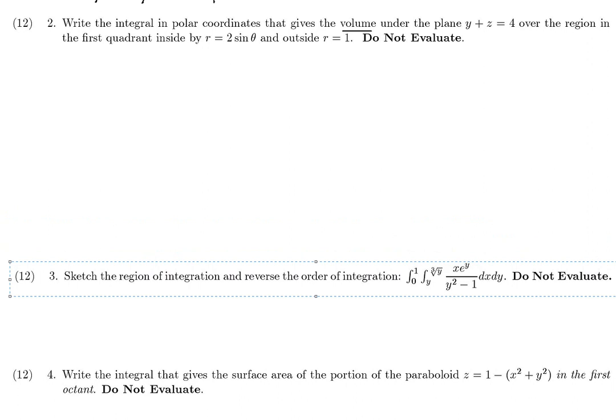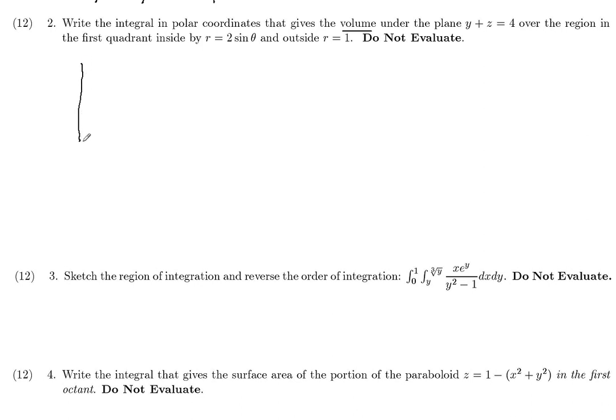So first of all, let me try and give you a picture here. To get volume, remember you integrate the function here because it's under the plane. So you're going to integrate that function over your region. So this function y plus z equals 4, if we sketch that in xyz space, it's going to look something like this.